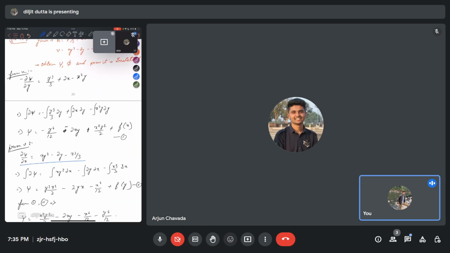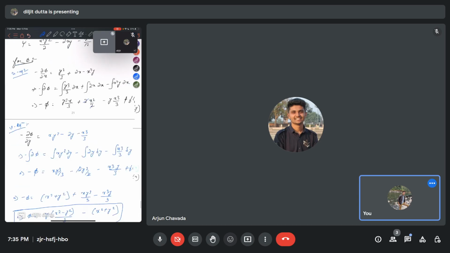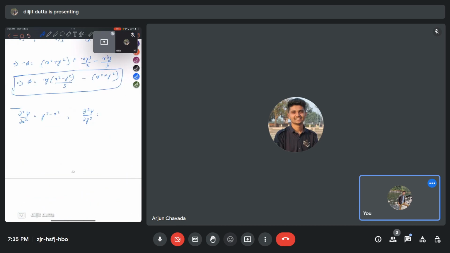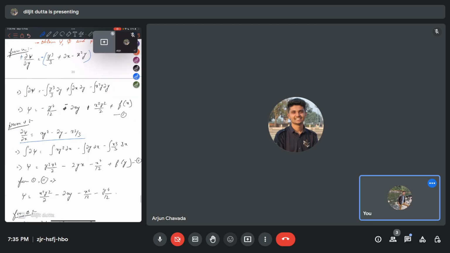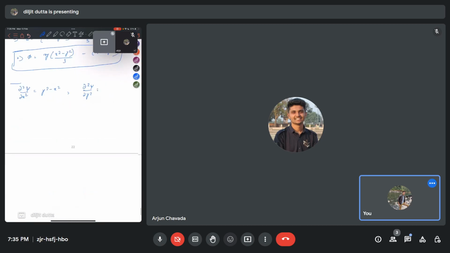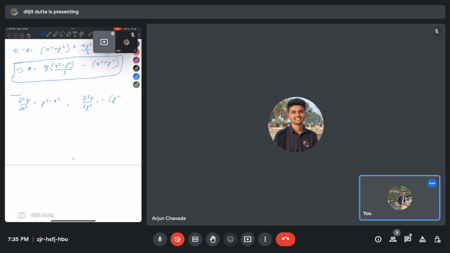so we have del psi by del y equals to minus of this, so if we take one differentiation again, it will be y square minus x square. Second term will vanish. Okay, so it will be minus... equal to, if we add these two, we'll get 0.